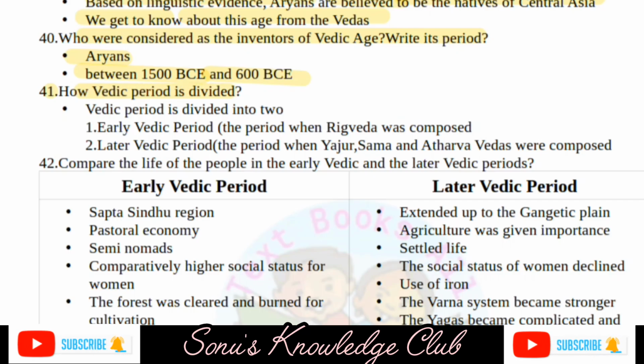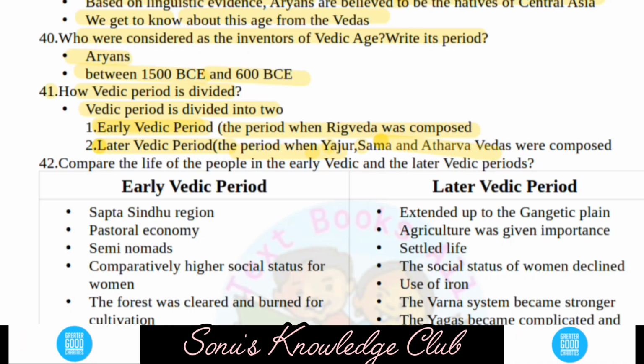How is the Vedic period divided? The Vedic period is divided into two, early Vedic period and later Vedic period. Early Vedic period means the period when the Rig Veda was composed. Later Vedic period means the period when the Yajur, Sama and Atharva Vedas were composed.